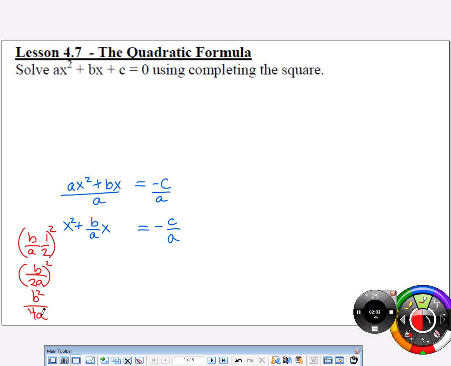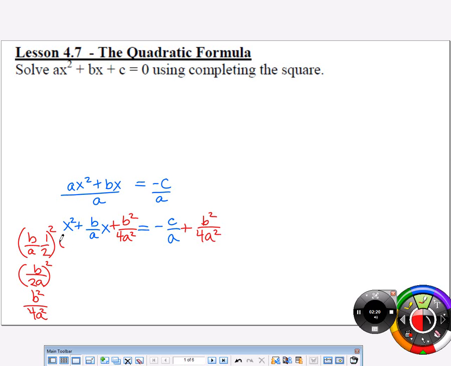Oh, yeah, a squared. Thank you. So I'm going to add my b squared over 4a squared. And I'm going to add it to the other side, too. It wasn't being multiplied by anything, so it was that same exact amount on both sides.